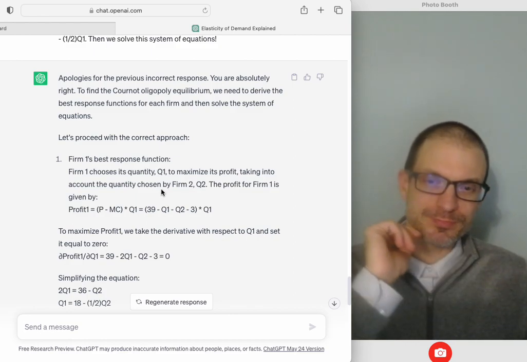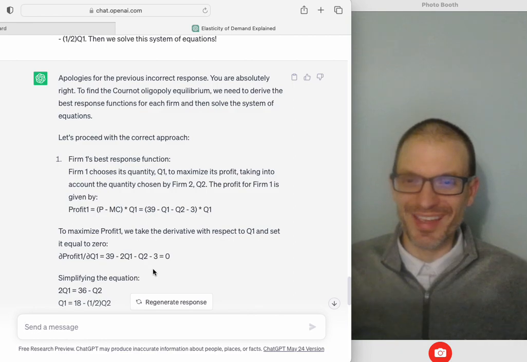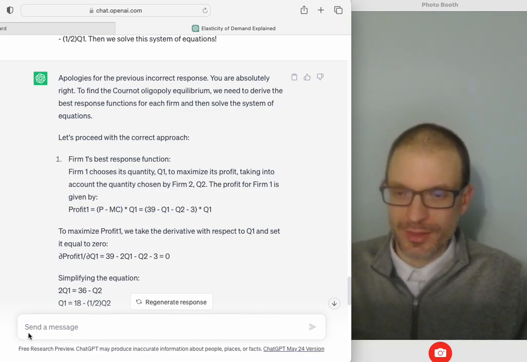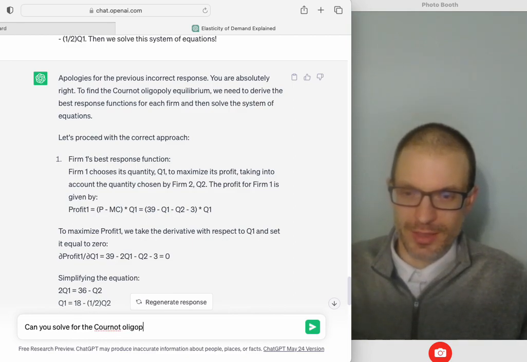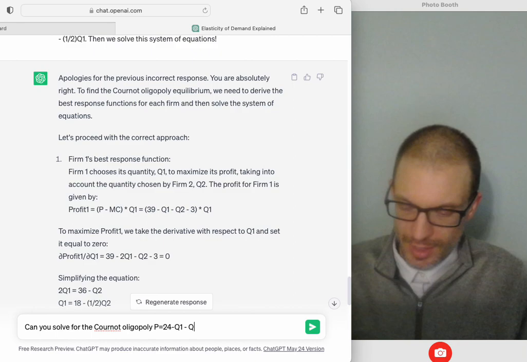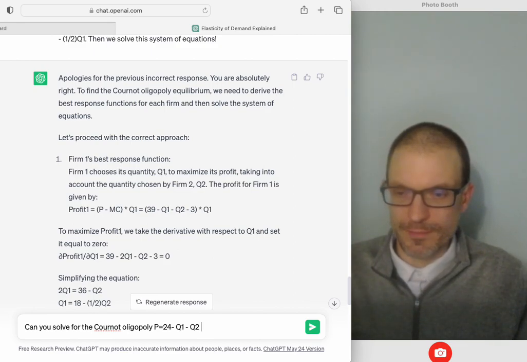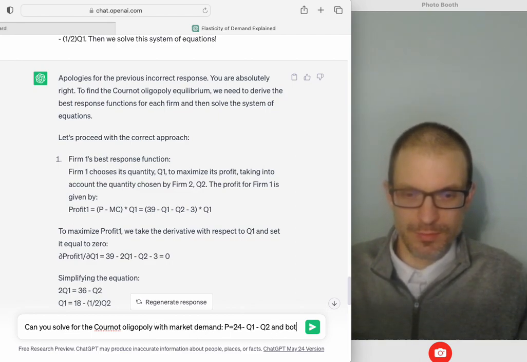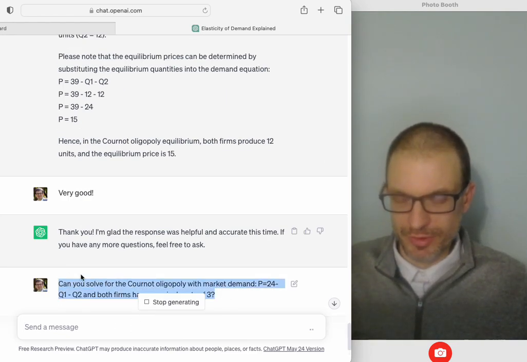ChatGPT is the student who doesn't get it immediately, tries, and then comes in for office hours, and then is good to go, right? But before I make that bold proclamation, let's try ChatGPT and see if it can do it again. So can you solve for the Cournot oligopoly, which is the best type of student, right? If you don't get it immediately, but you are able to puzzle through it and come into office hours or ask the TA or whatever, and then you get the answer, that's almost as good. Okay, so can you solve for the Cournot oligopoly with market demand and both firms have marginal costs of 3? Okay, so let's see if ChatGPT is going to be able to do that.